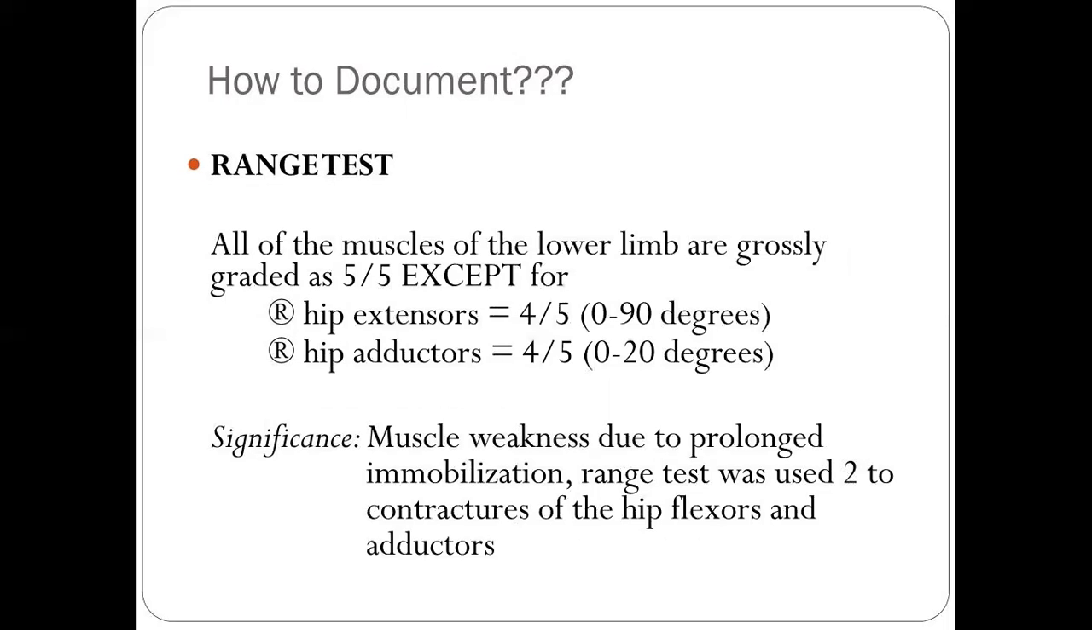Range test. All of the muscles of the lower limb are grossly graded as 5 by 5 except for hip extensors 4 by 5, which includes 0 to 90 degrees, and hip adductors 4 by 5, which includes 0 to 20 degrees range of motion. Its significance: muscle weakness due to prolonged immobilization. Range test was used for contractures of the hip flexors and adductors.